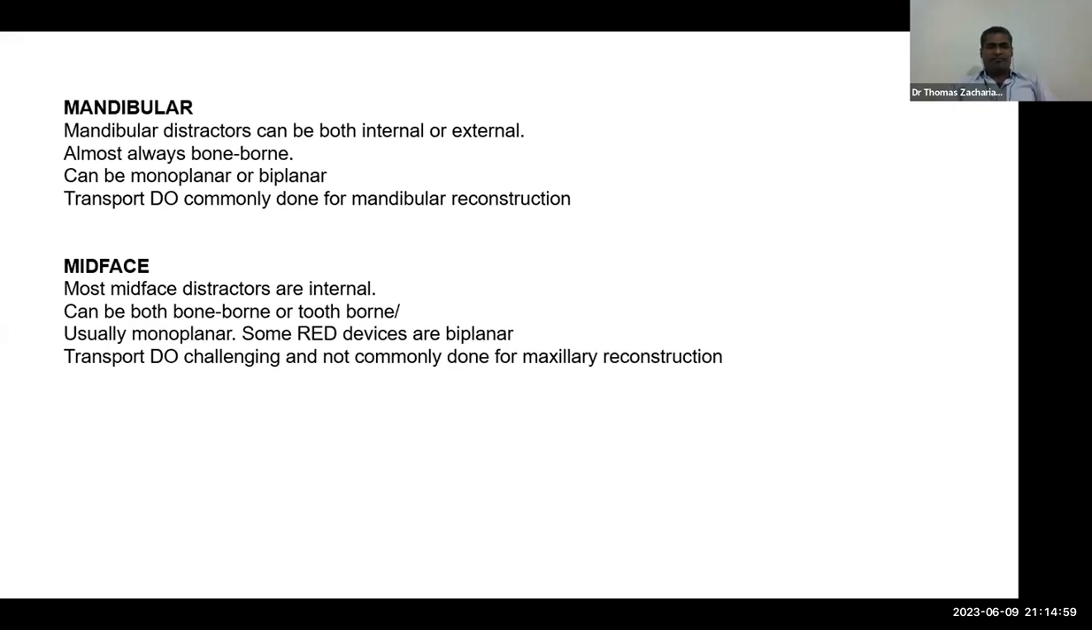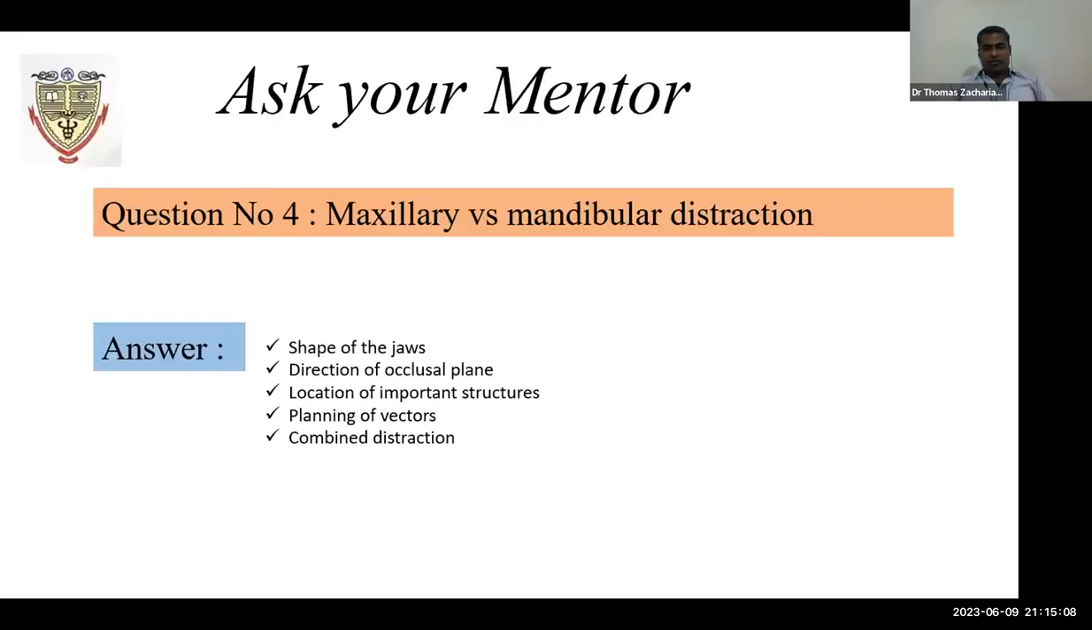This is just a basic difference between mandibular and maxillary distractions. Dr. Sushmitha, would you like to add?